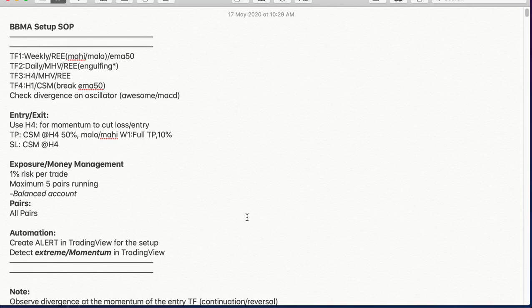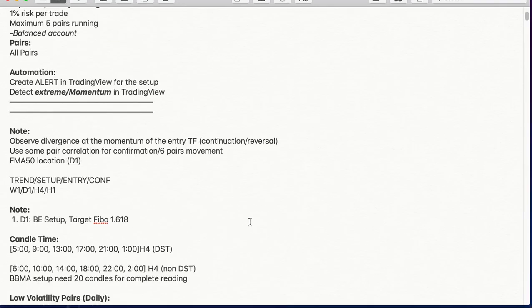We use automation. We're using TradingView. We have our custom indicator as a public library and we can detect BBMA setups such as X3, momentum, re-entry. Let's review our last week's trades.